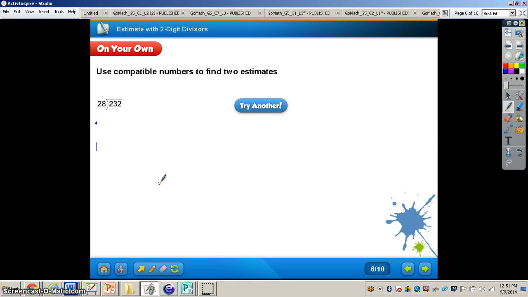Okay, I want you to work through this problem, 232 divided by 28. When you're finished with this problem, you can press play and I'll have the answer for you. So pause the video now. So you should have had 240 divided by 30 equaling 8 and 210 divided by 30 equaling 7.